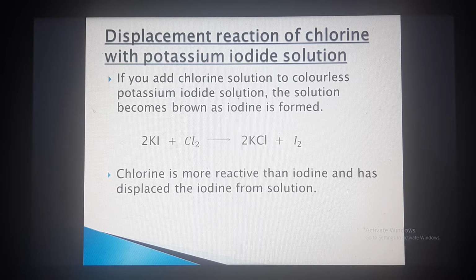First of all, we are getting a colorless solution. Then after the reaction finishes, we will get a brown solution. This brown solution is iodine solution, that is I2.